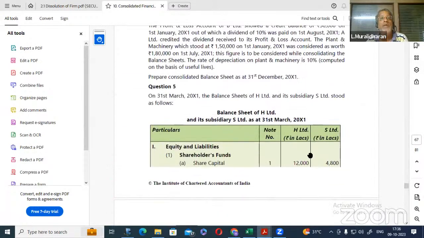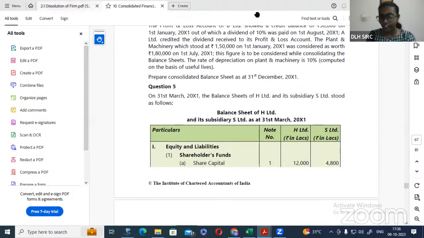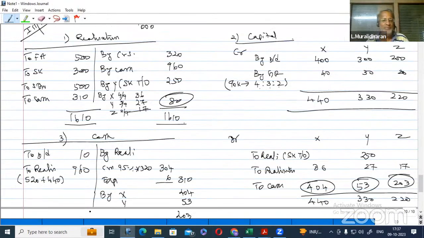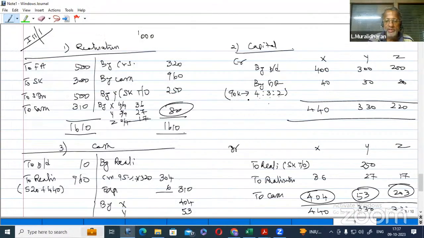Yes. Sir, there are people in the chat box who have posted questions, and let me read them out. MS Swati asked whether working notes should be disclosed at the bottom of the answers to get marks. Is it compulsory? No. That is what I told you. Working notes need not necessarily be at the bottom. It can be part of the solution only. I will give you a classic example. Distribution of 90,000 general reserve, you can do it there in the solution itself.